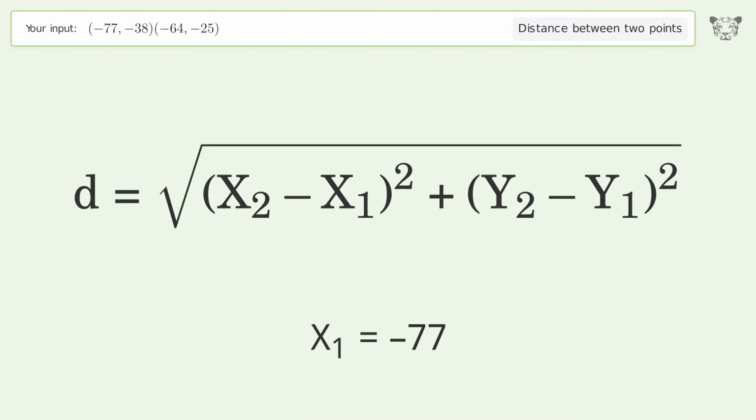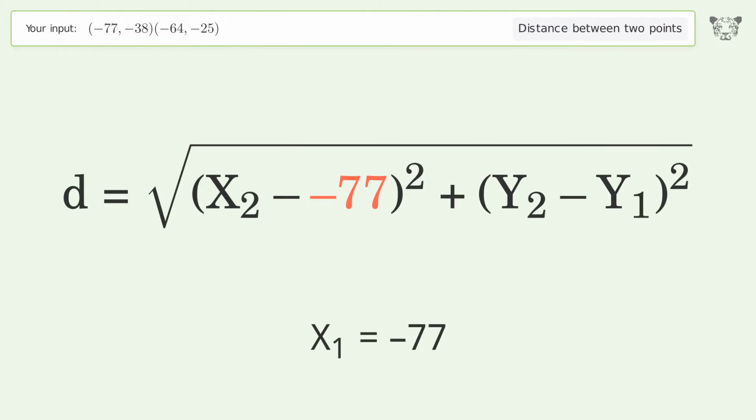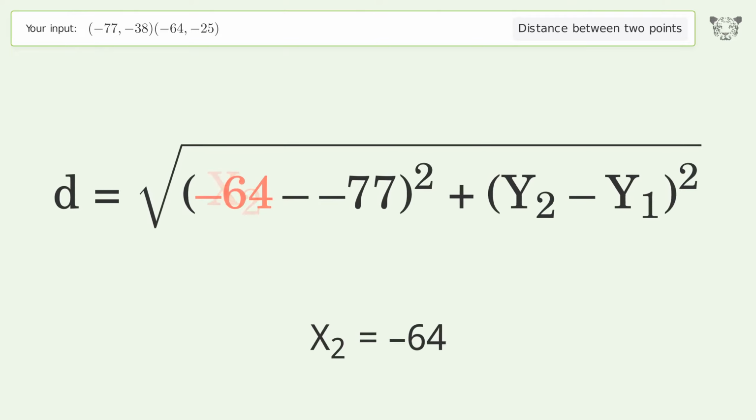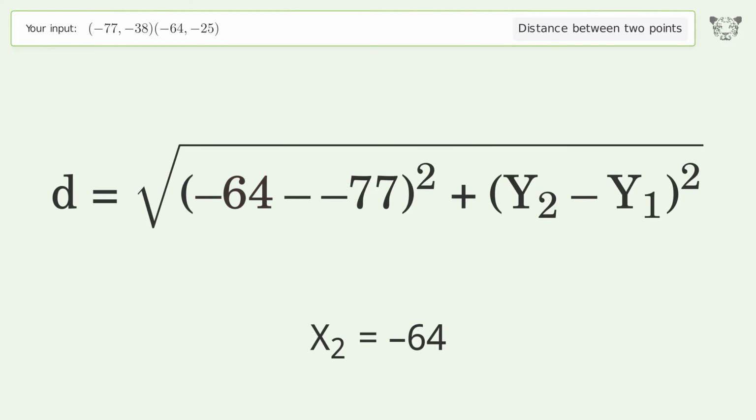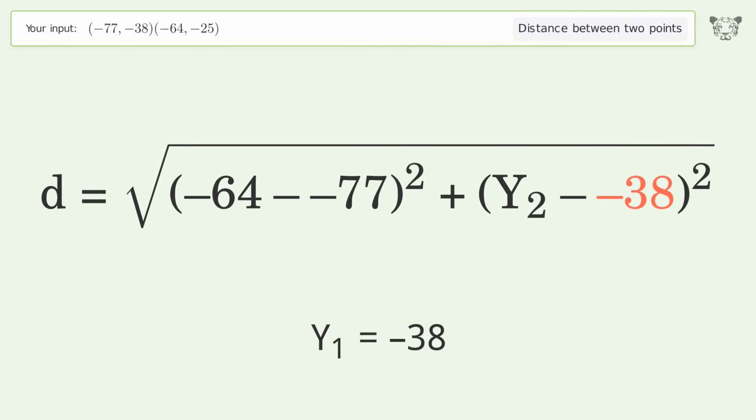x1 equals negative 77. x2 equals negative 64. y1 equals negative 38. y2 equals negative 25.